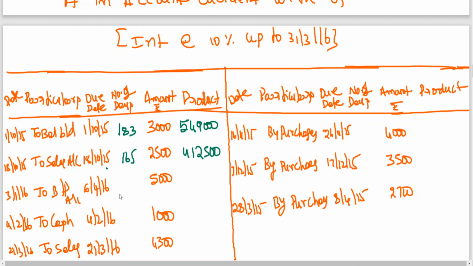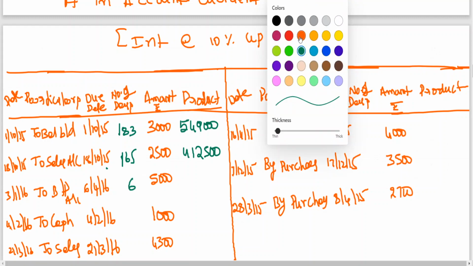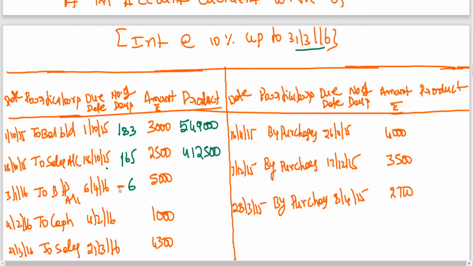Next, 6th April 16 has been given. You are getting negative days because your books are closing on 31st March. You are settling the account on 31st March, but the due date falls on 6th April, which is beyond 31st March 16. How many days beyond 31st March? 6 days. So these 6 days we will be marking with red ink. That is what is called the red ink interest method.